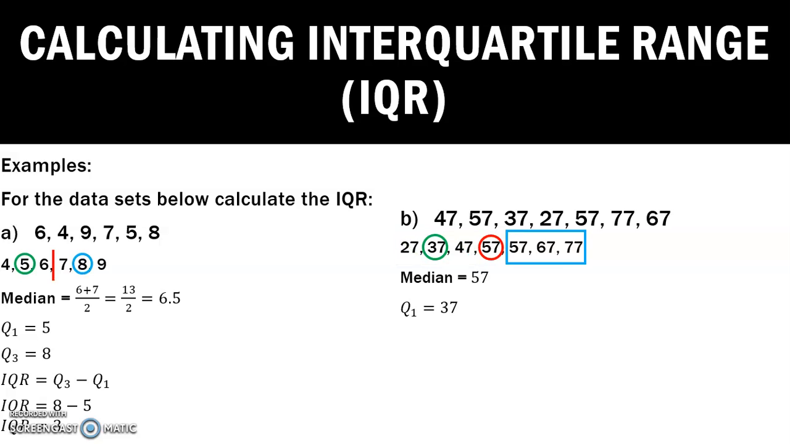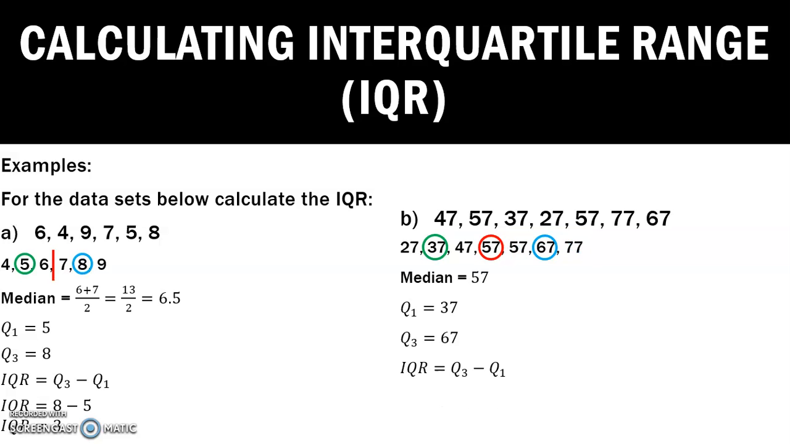Then to work out our Q3 or our third quartile, what we have to do is we look at the second half of scores. So again, we ignore our median and we just deal with those 3 scores of 57, 67, and 77. We cross out our first score of 57 and our last score of 77, and we're left with our score in our middle, which is 67, which is what our Q3 equals, or our third quartile.